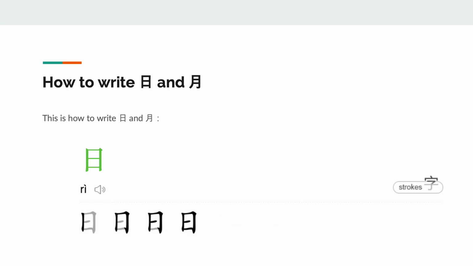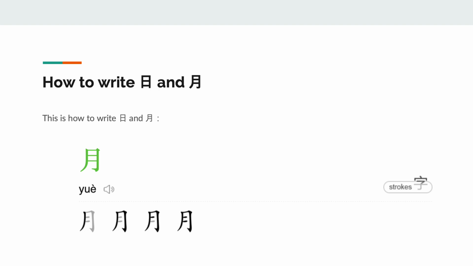Next, 日 and 月 also have enclosures, or outside boxes or frames. 日 means sun, and like the previous character, it has a bottom horizontal stroke written after the contents.